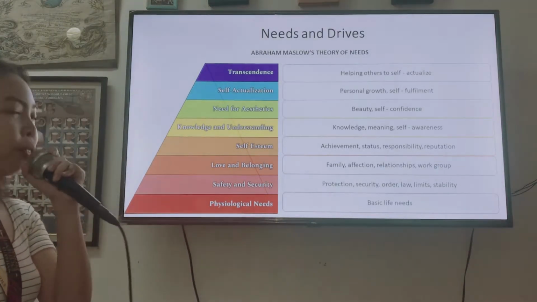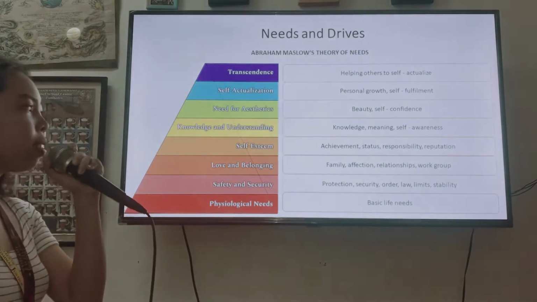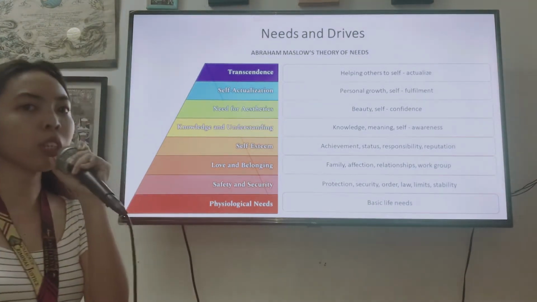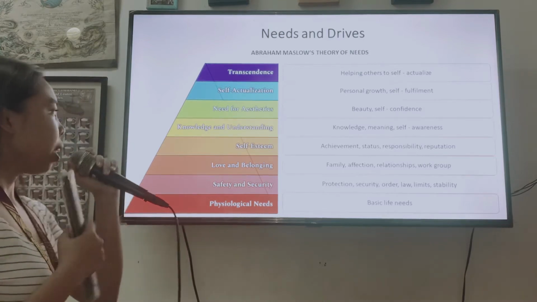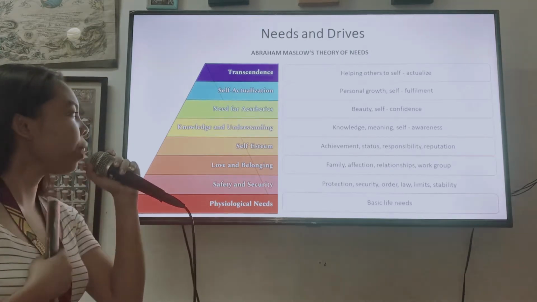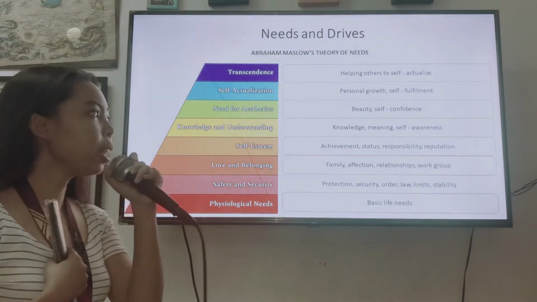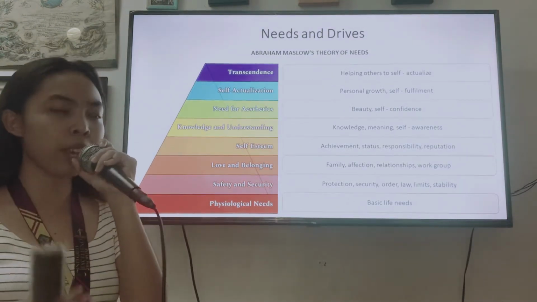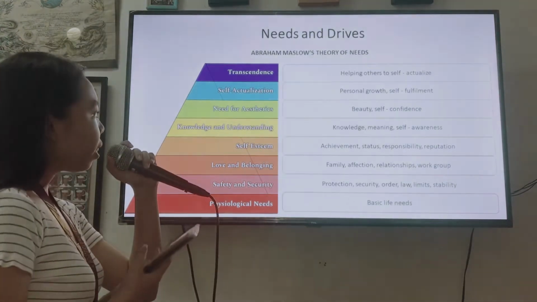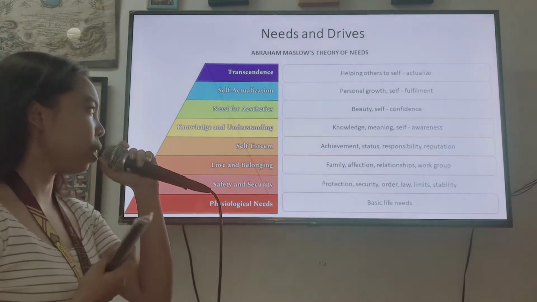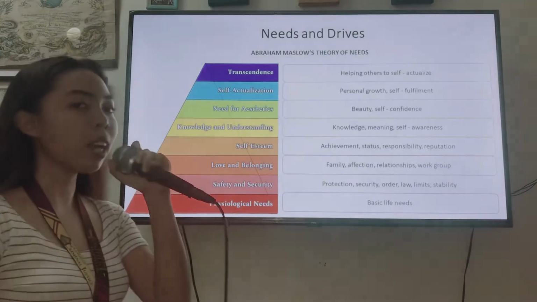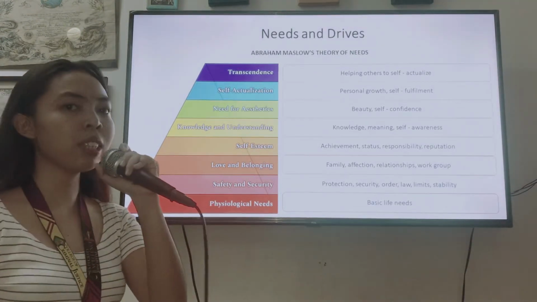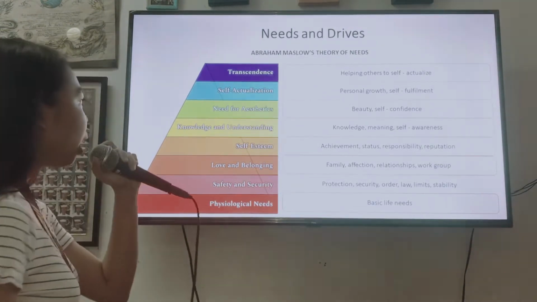Next is the safety and security. It is the protection, security, order, limits, law, and stability for our protection. And next is the love and belonging. It is the family, affection, relationships, and work group. Next is the self-esteem. It means it boosts us. It's achievement, status, responsibility, and reputation.